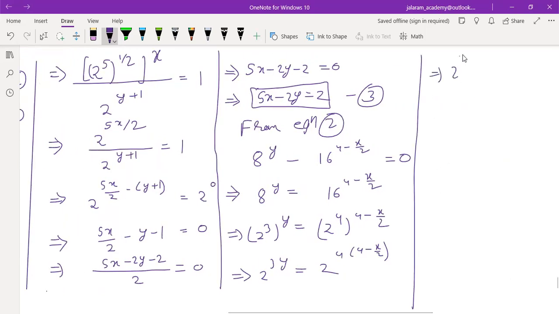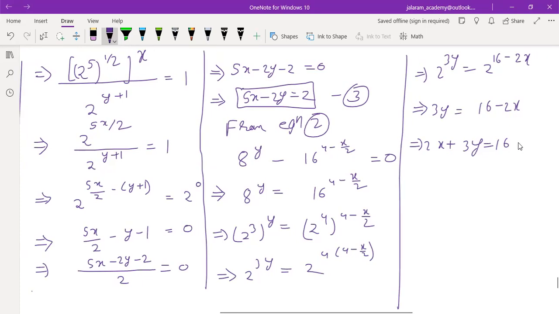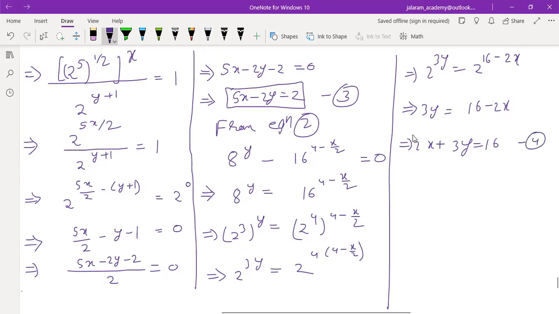It implies 2 to the power 3y equals to 2 to the power 16 minus 2x. Comparing powers both sides, 3y equals to 16 minus 2x. Transfer this 2x to the left hand side, 2x plus 3y equals to 16. Equation number 4. Now can you solve these two equations simultaneously?